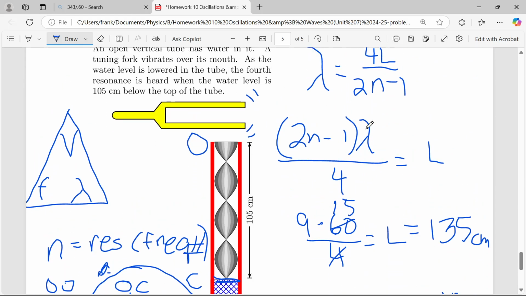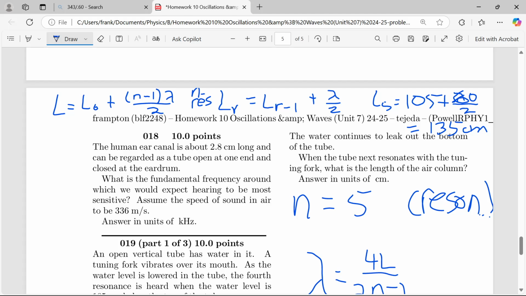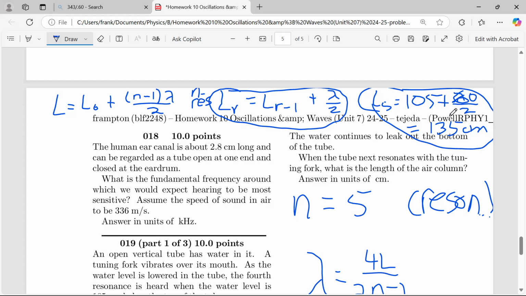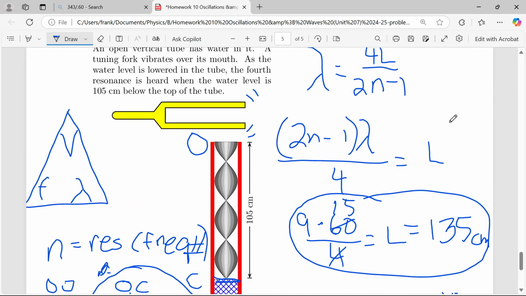And that equals 135 centimeters. Same answer I got using that formula as I got with this formula. But remember, in this case, I do not know the initial length. All I know is the length at the fourth resonance. If I knew the initial length, I could add 5 minus 1, which would be 4, times the wavelength divided by 2, and I would find the length at the fifth resonance. Or this is like the iterative version of the formula. The length at a certain resonance is equal to the length at the previous resonance plus the wavelength over 2. And it comes out with the same answer, 135 centimeters in this case.